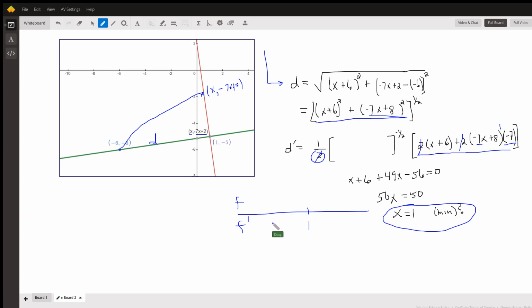We could pick a test number to the left of 1 and a test number to the right of 1. We'll find maybe that to the left of 1, the first derivative is negative, so the original function is decreasing. To the right of 1, the first derivative is positive, so it's increasing. That will show that this value generates a minimum. Okay, and of course you can put 1 in for x to solve for y.